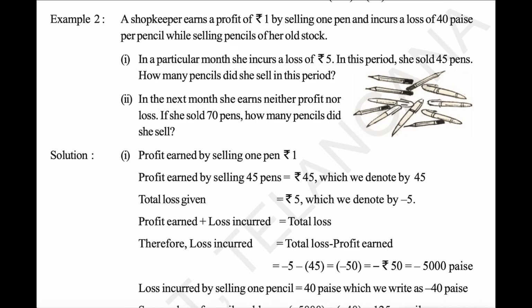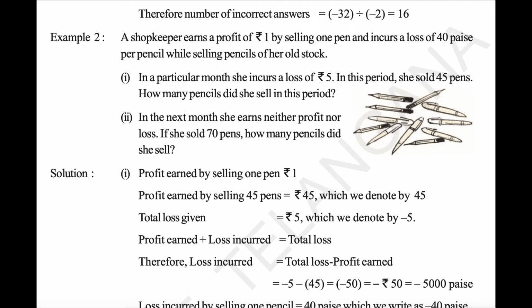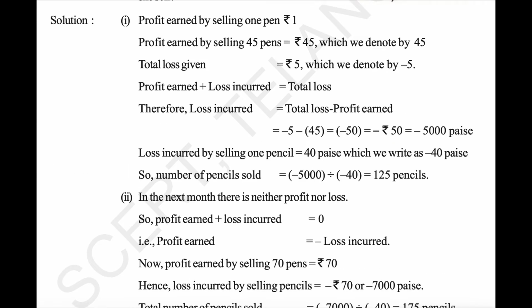In the next month, she earns neither profit nor loss. If she sold 70 pens, how many pencils did she sell? 70 pens, she got a profit of 70 rupees. Neither profit nor loss means she must have gotten 70 as the loss. So 70 rupees as the loss. So 70 upon 0.4 is nothing but 700 by 4, 25 7s are 175. Okay, right.